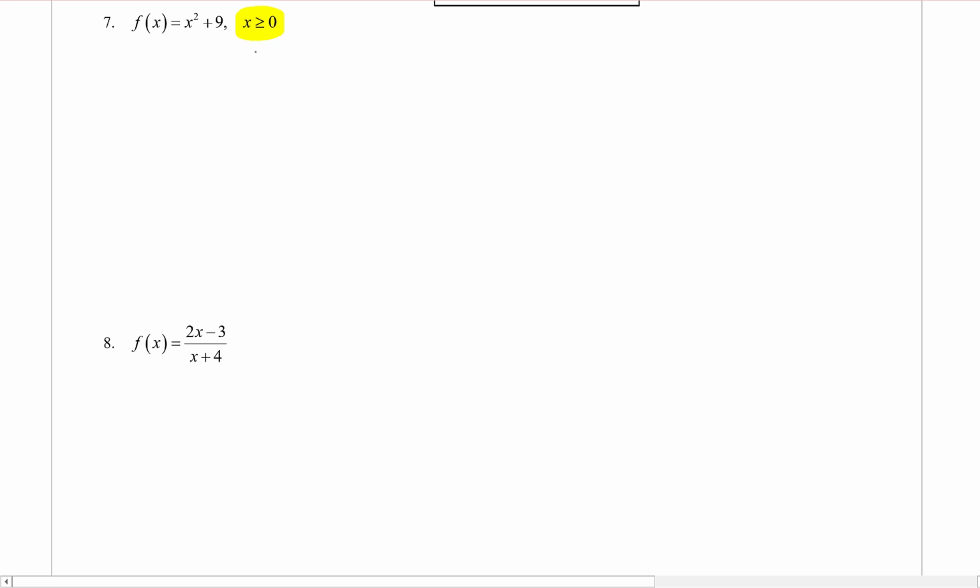I can tell by looking at this that there shouldn't be any restrictions on the domain. Why would they give me a restriction? Well, let me tell you why.